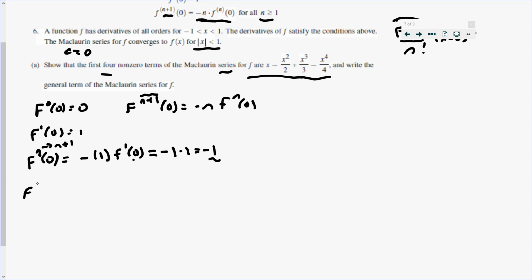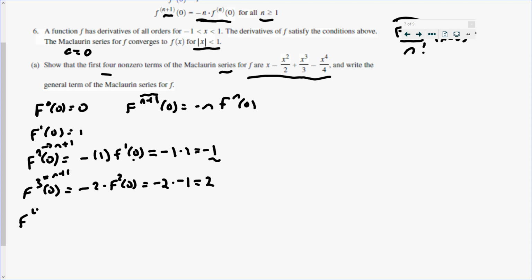And likewise, if I want to get the value of the third derivative at 0, same thing. I'm going to continue the pattern. Remember, this is n plus 1. So I'm going to get negative 2 according to my rule, because if n plus 1 is 3, n is 2, times the value of the nth derivative, well, we know n is 2, the second derivative. So that's going to give me negative 2 times negative 1. Remember, the value of my second derivative was negative 1, and that gives us 2.